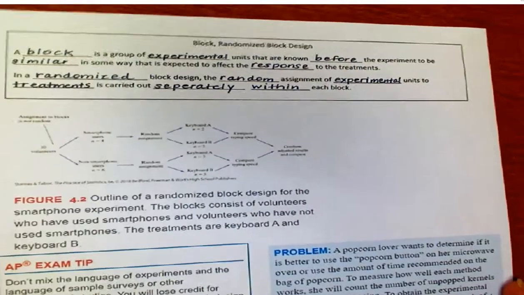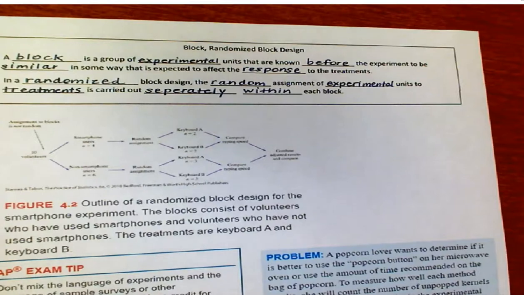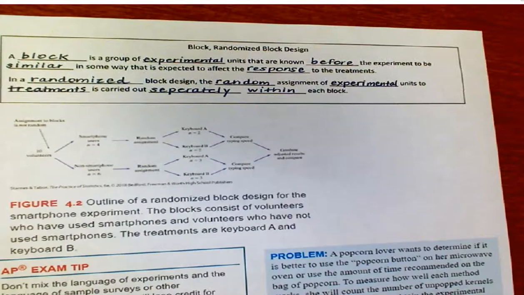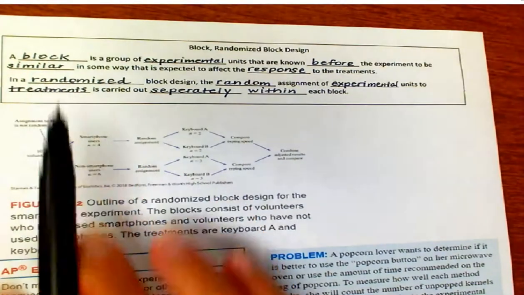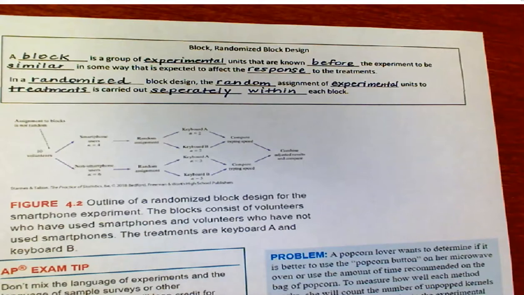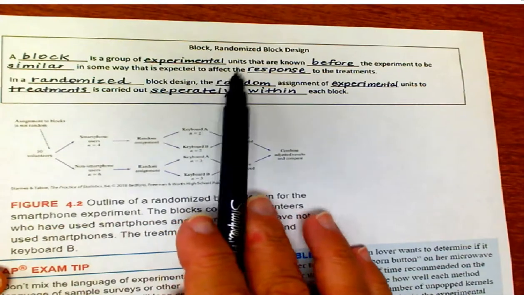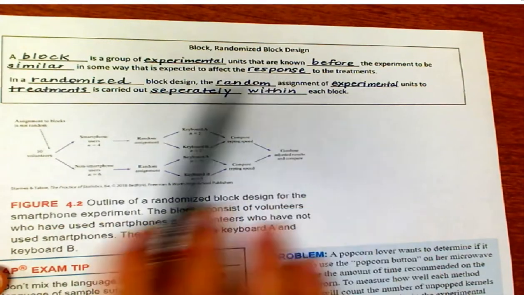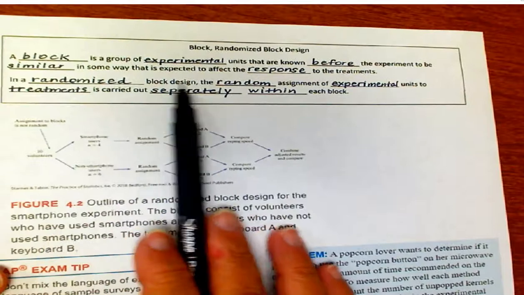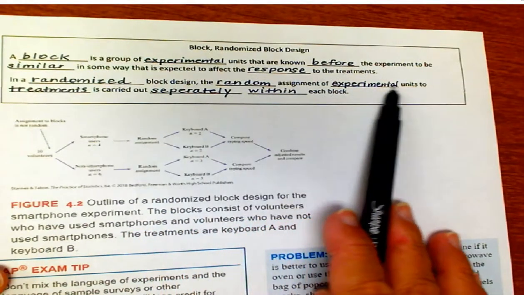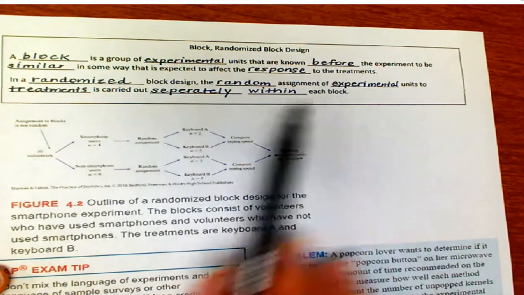Okay, so we're going to talk about block and randomized block. A block is a group of experimental units that are known before the experiment to have something similar. So when you block something, you put them in groups because there's something similar in some way that is expected to affect the response to the treatments. In a randomized block design, the random assignment of experimental units to treatments is carried out separately within each block.